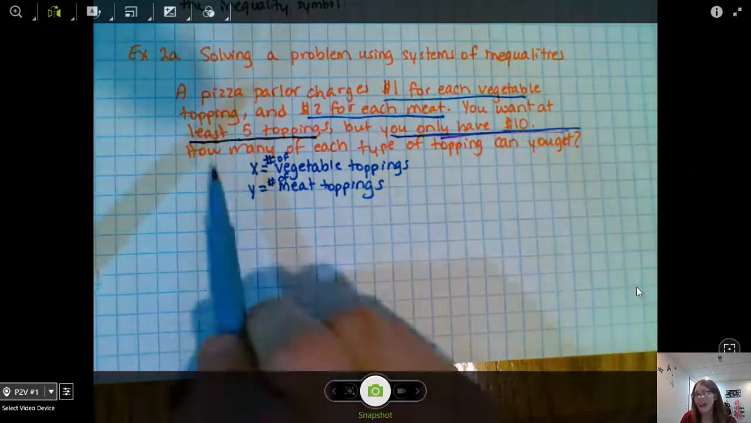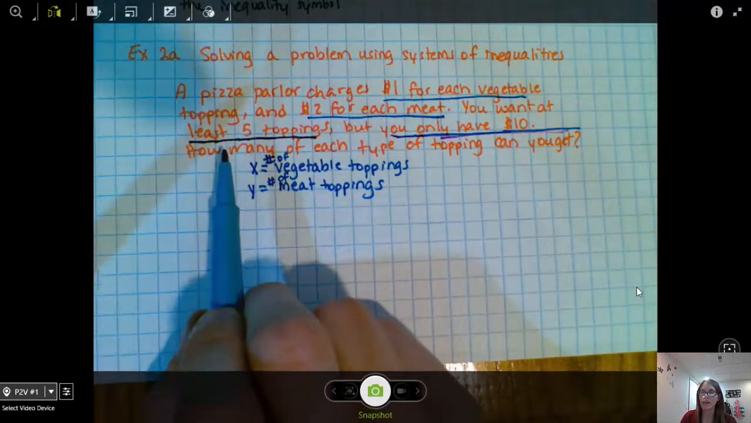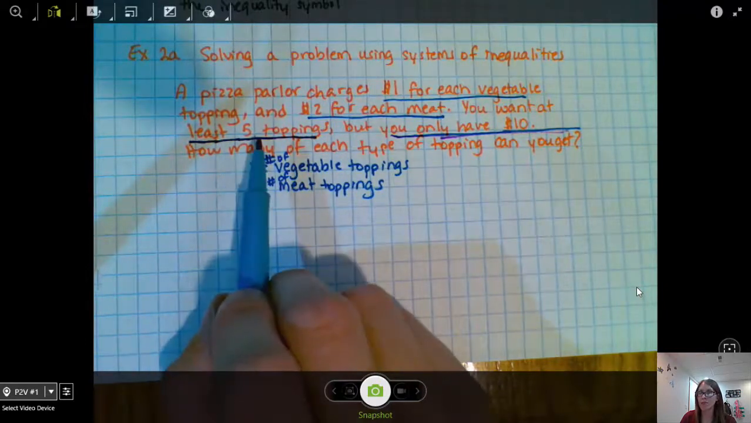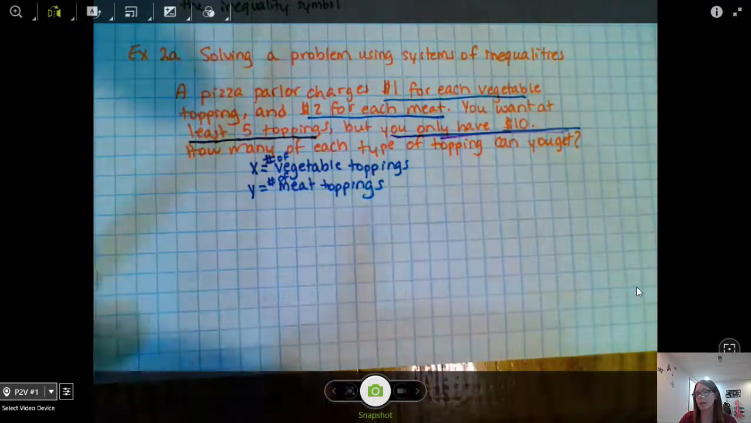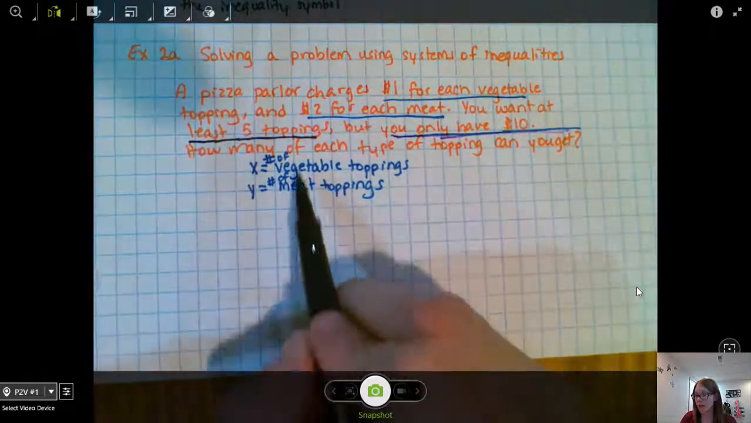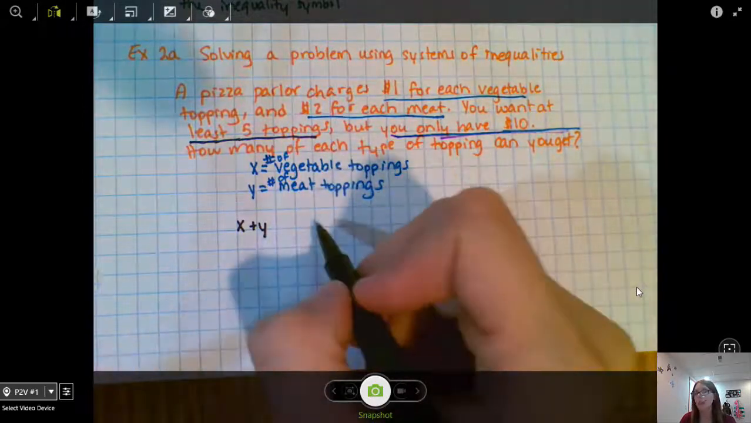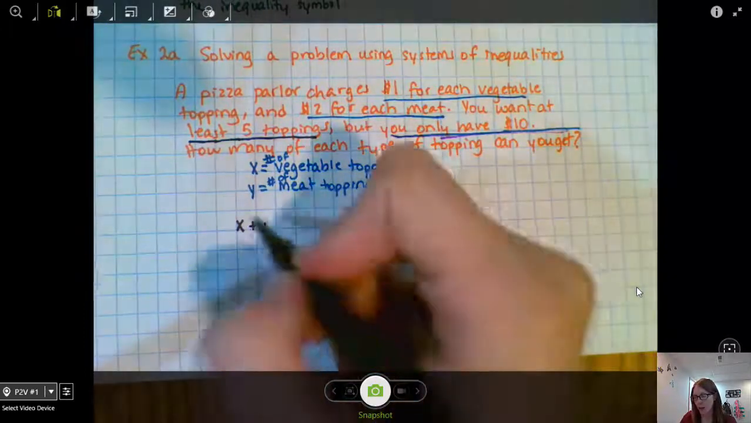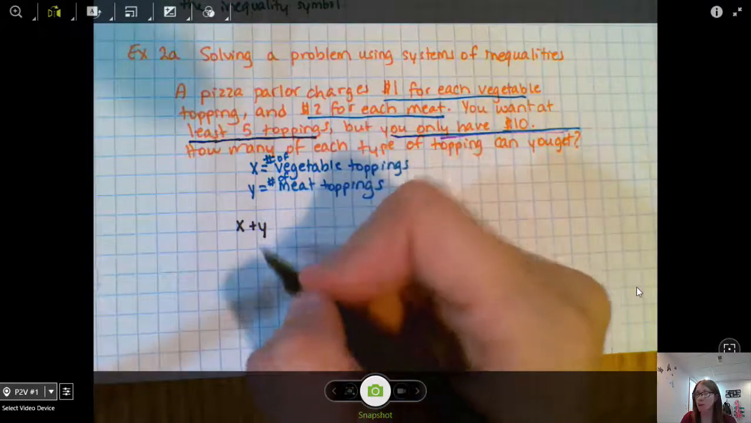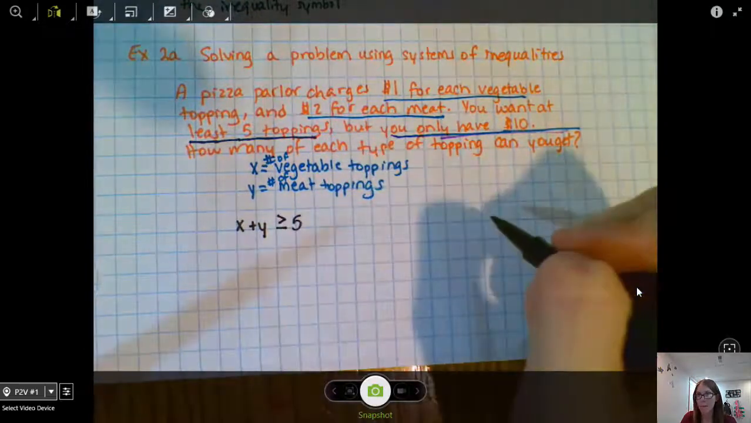So first of all, I want to have at least 5 toppings. At least 5 toppings. Well, if x is my number of vegetable and y is my number of meat toppings, together, x plus y, we want to have at least 5. So at least, think about what inequality symbol that might represent. It's okay to have 5 toppings. It's okay to have more than that. So greater than or equal to 5.